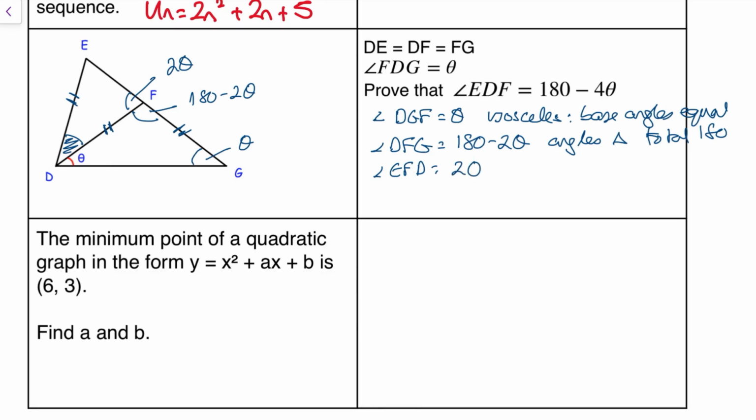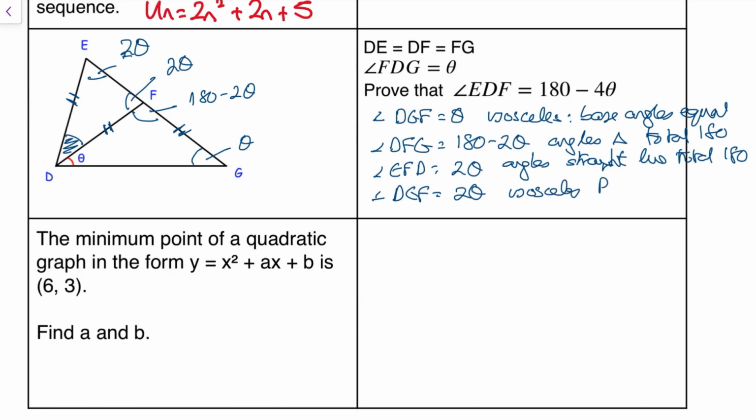It's a very tedious question, isn't it? EFD is equal to 2 theta, because angles on a straight line, let's write slightly neater, straight line total 180. God, it's still going. Angle DEF, so angle DEF is equal to 2 theta. And then again, you want to say isosceles base angles. And then finally, it's the same rule, I'm going to draw a little line here.